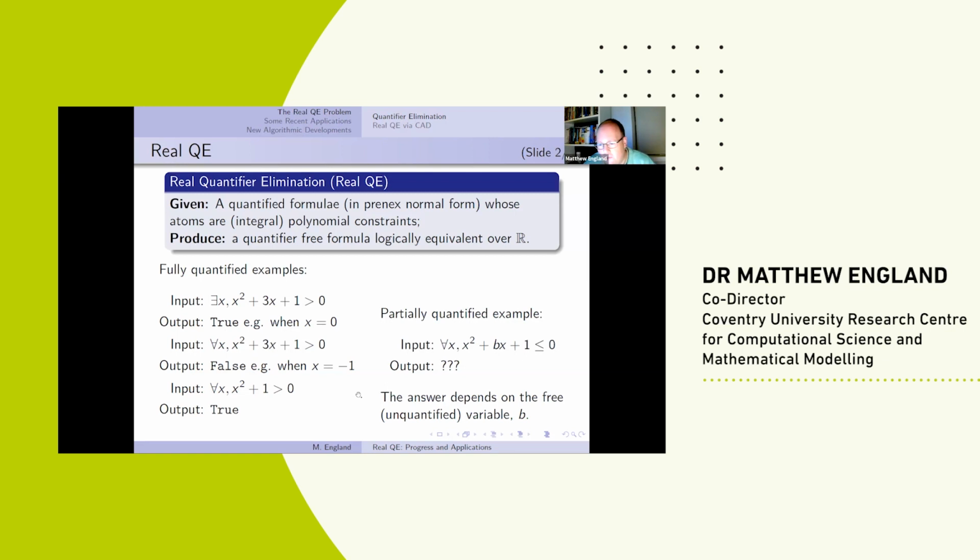So let's look at an example where that's not the case. So here, for all x, x squared plus bx plus 1 is less than or equal to 0. So what is the answer here? Well, as you may be able to see, it's going to depend on what b is. The answer is going to depend on b.